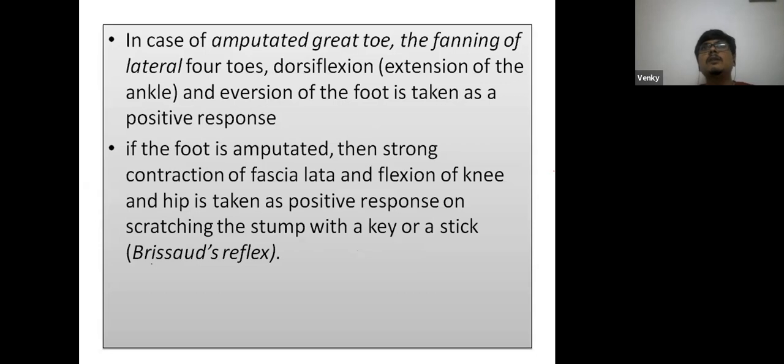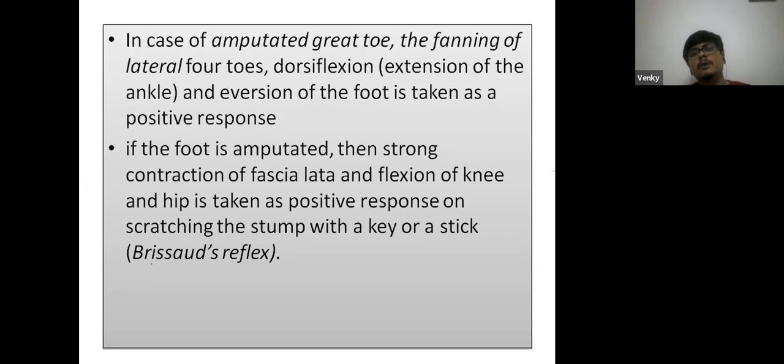So, okay, when you are in a surgical ward, in most cases you will see a case with an amputated great toe. In an amputated great toe, you are going to do a plantar response. In this scenario, definitely you should expose the thigh. Otherwise, you will be cut.